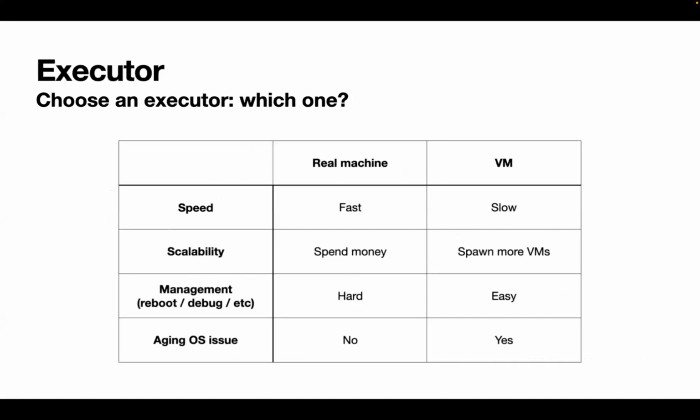To be specific, testing on a real machine can be really fast, and the scalability issue can be solved by spending lots of money. However, it is too hard to manage. I mean, it has to be rebooted every time, and debugging is also difficult for an operating system. Additionally, a virtual machine is not a wonderful option either. Its scalability can be easily solved by creating lots of instances, and its management is easy. However, it has a slower speed, and it suffers from the aging OS issue.